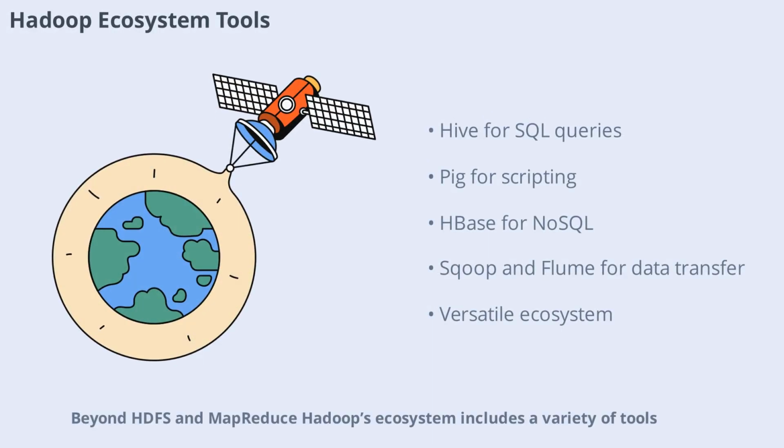Beyond HDFS and MapReduce, Hadoop's ecosystem includes a variety of tools. Hive enables SQL-like queries, Pig simplifies scripting, and HBase provides NoSQL storage. Tools like Sqoop and Flume help move data in and out of Hadoop.